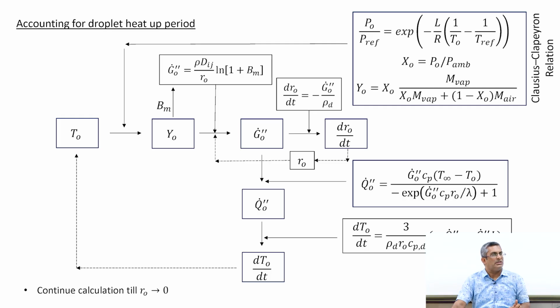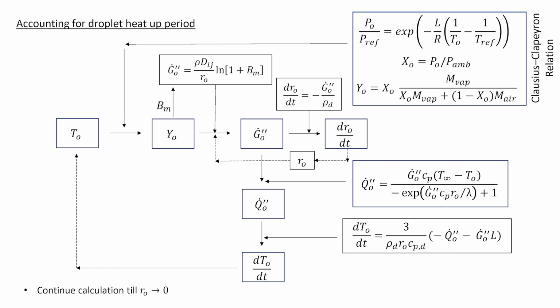So this is how it has to be done. Obviously you need a code for this calculation, but it is not difficult, you can do it. And then you can see how long it actually takes the droplet to evaporate. In fact, it will be interesting if you plot temperature versus time, or T naught, or the rate of change of the particle size, and see what trend you are getting, and this should give you the droplet heat up time.